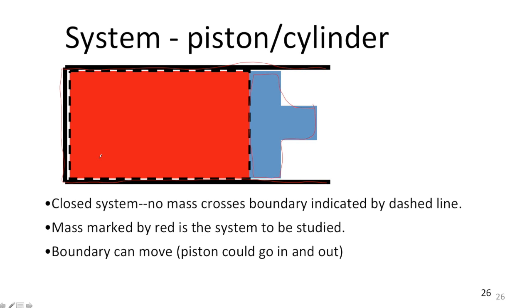We do not typically concern ourselves with the piston, the blue stuff, and the cylinder, the bold black lines. So all we're concerned with is the mass, the red matter that's defined within the dashed line rectangle. And this system's boundary can move because the piston can move in and out of the cylinder, but there's no mass leakage. That's a closed system.